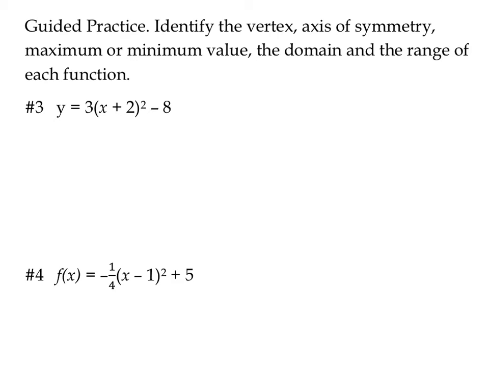So let's first talk about the vertex. The vertex for this first graph is going to be at -2, -8. The axis of symmetry is going to be x equals -2. Those are similar things we talked about from those last couple graphs.